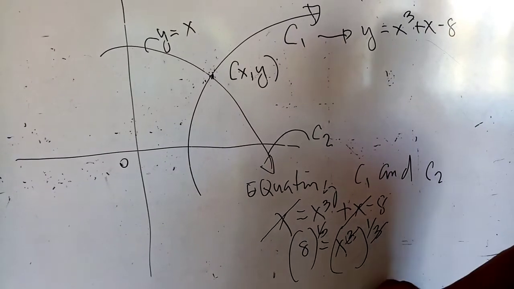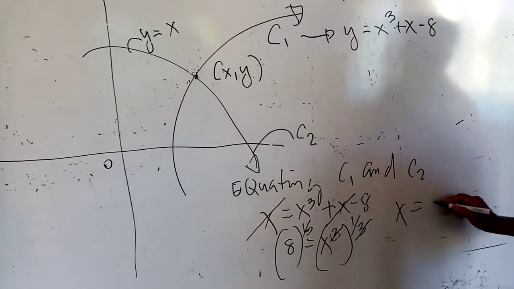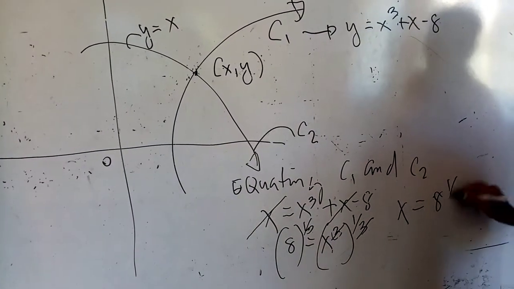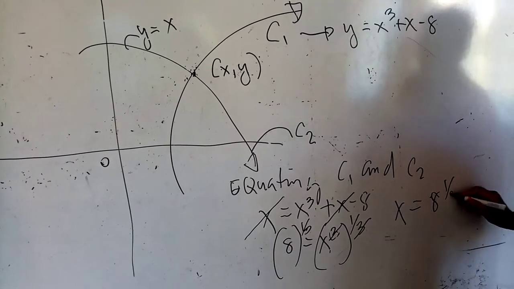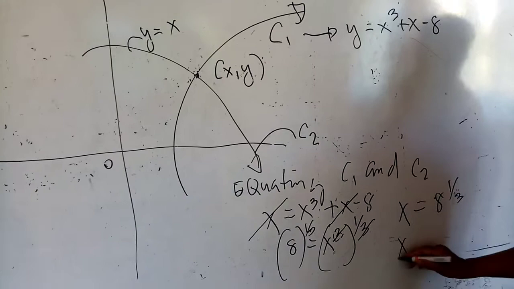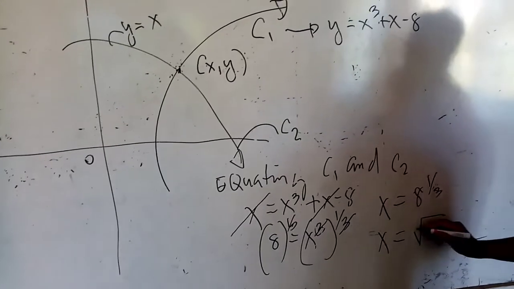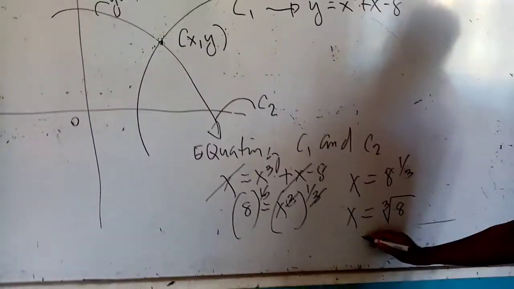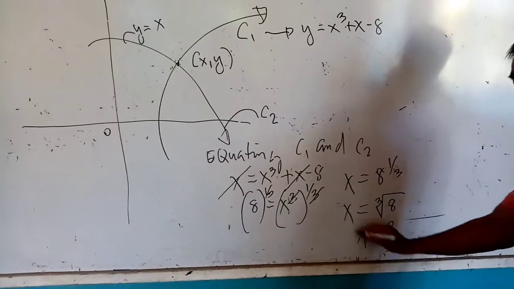That would be x equals 8 to the 1/3. Or in other words, changing exponential to radical, that would be the cube root of 8, so x will be equal to positive 2.